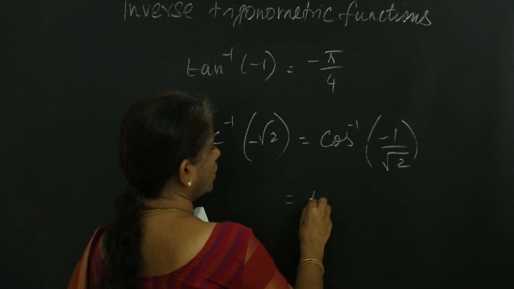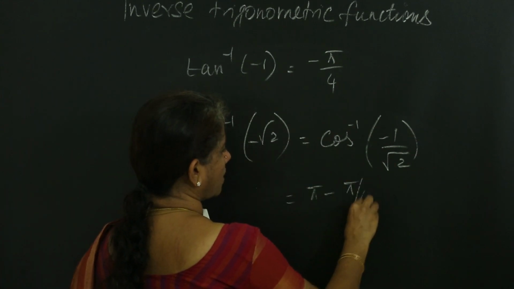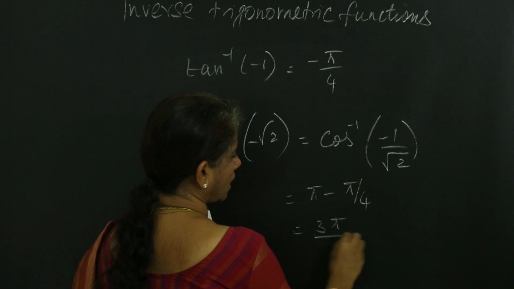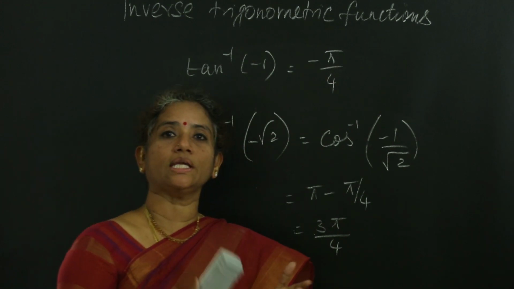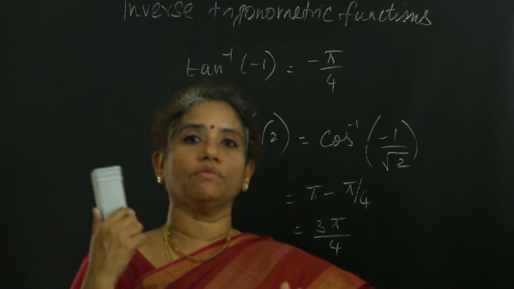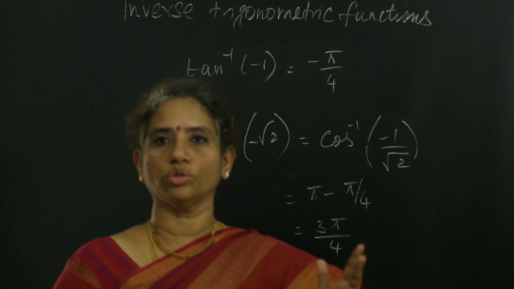And for cos, you know it is in the second quadrant. So it is pi minus pi by 4, which is 3 pi divided by 4. So when secant, cosecant and cot come, we convert them to sine, cos, tan, and then do the answer.